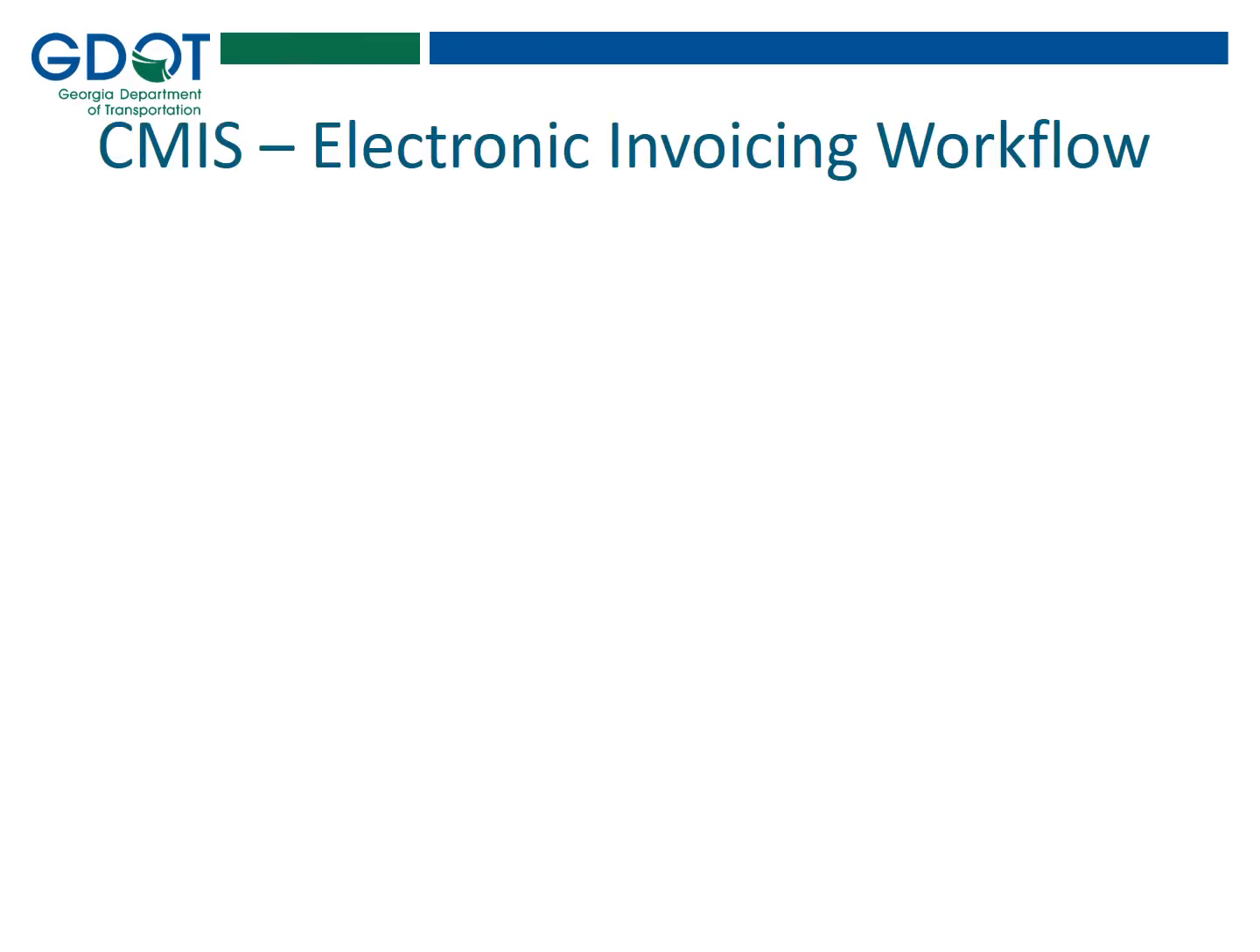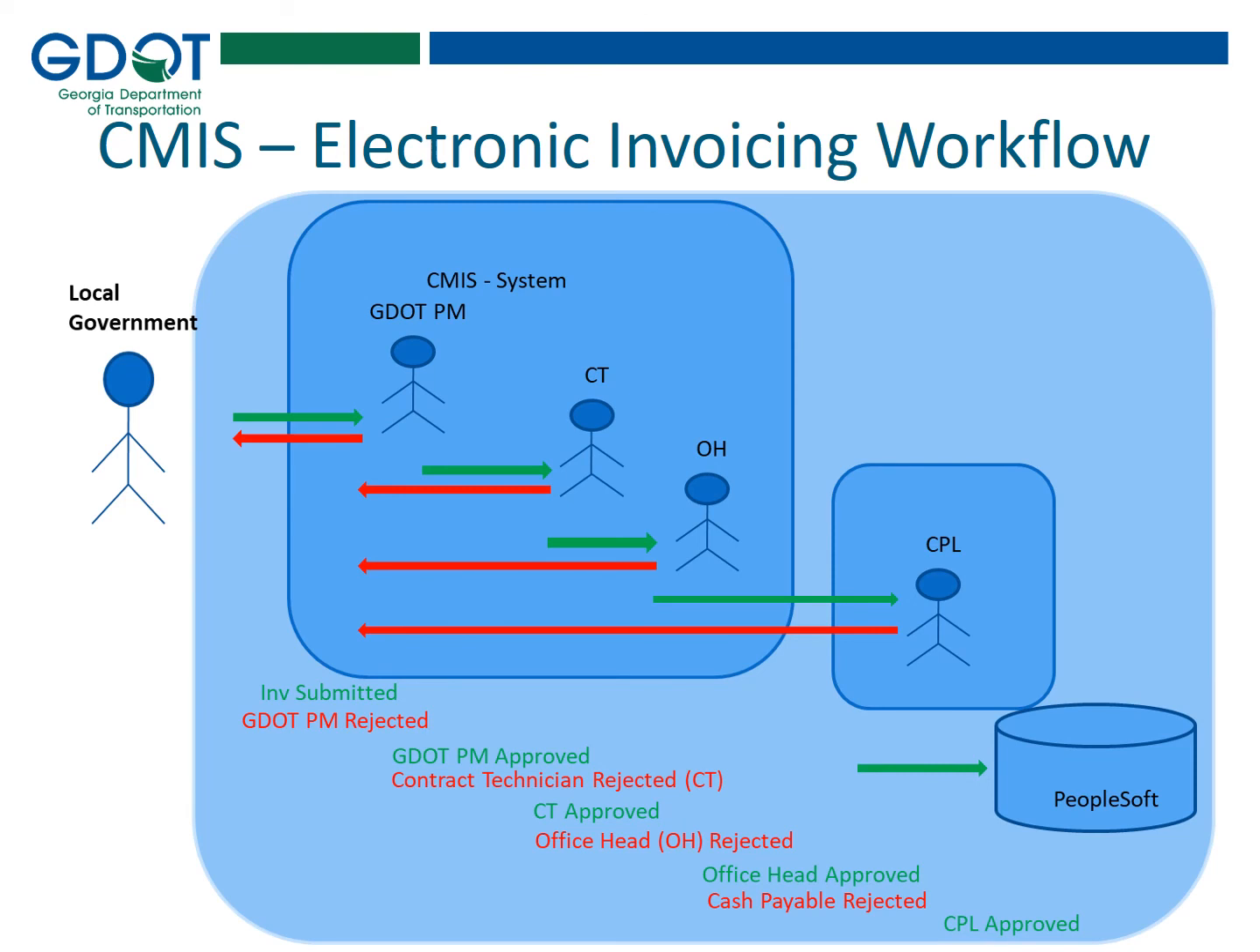Submitting invoices via CMIS will consist of a quicker workflow. The invoice will come from the local government, submitted to the GDOT PM, to the contract technician, to the office head, to contracts payable, and to PeopleSoft, and it's ready for payout. At any time, if the GDOT PM rejects an invoice, the invoice will go back to the local government. If the GDOT PM approves the invoice, it will then go to the contract technician, the office head, the contracts payable, and PeopleSoft smoothly.